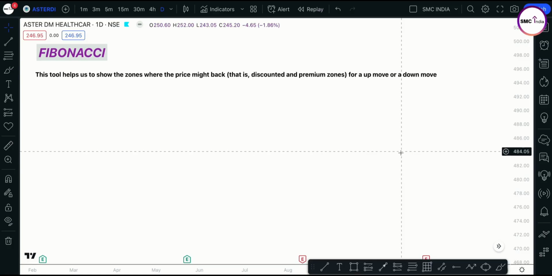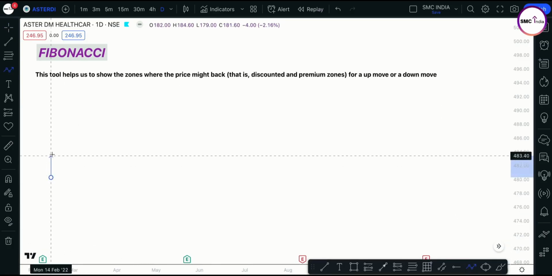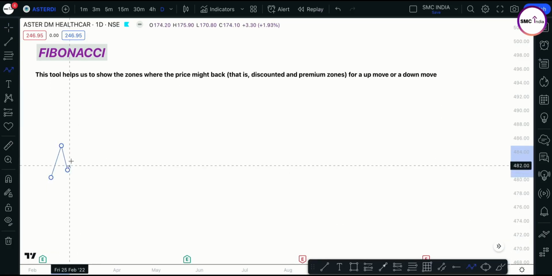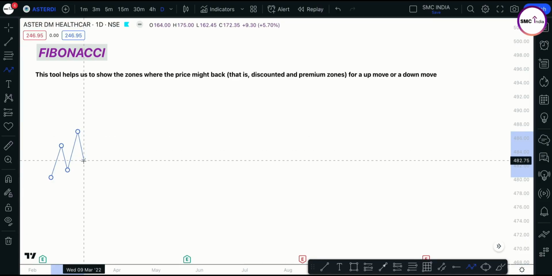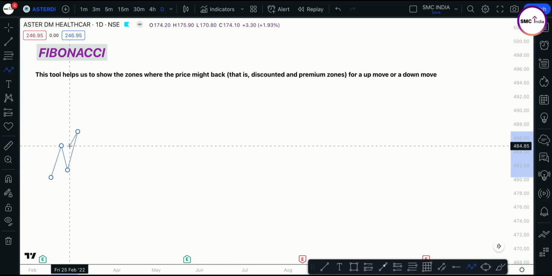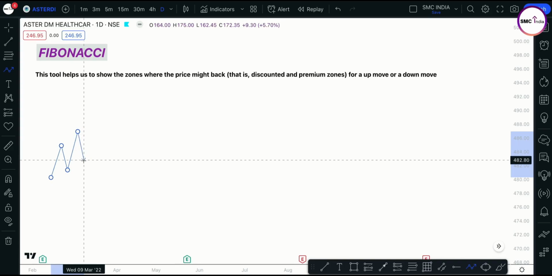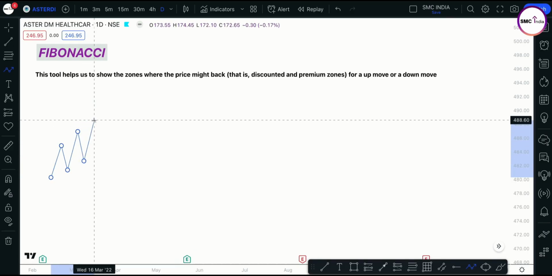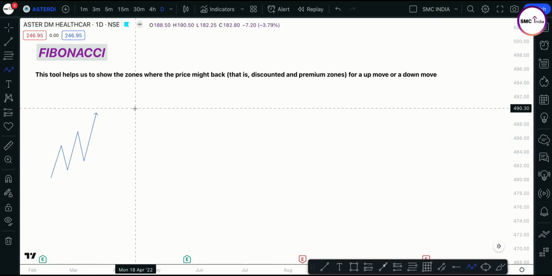So what happens is that when the price generally moves in an uptrend like this, it breaks this high and creates the low. But when it creates the low, it generally comes to a discounted price before it moves up high again. Same is the case for a downtrend.